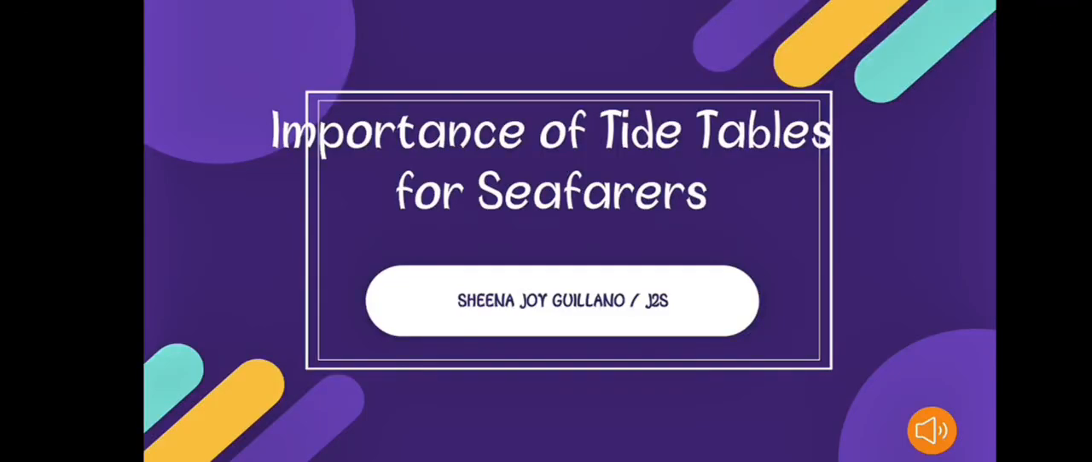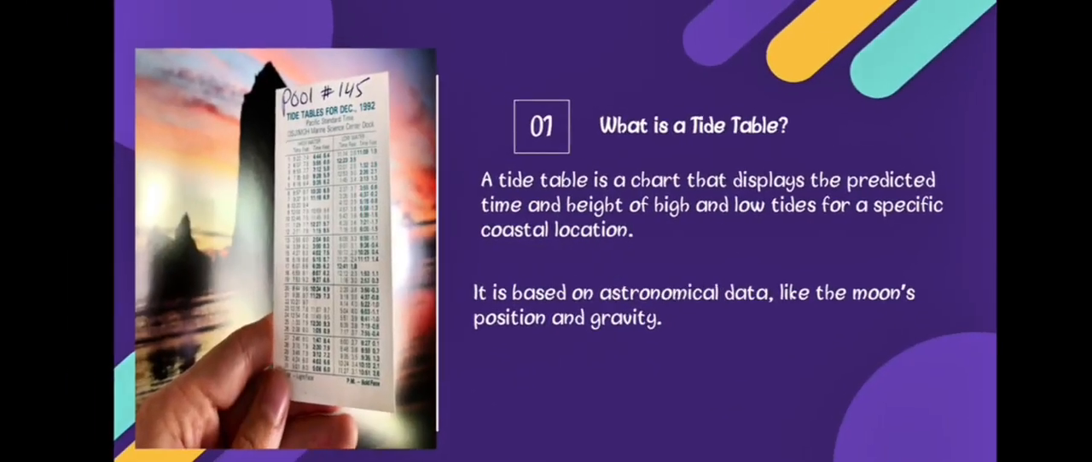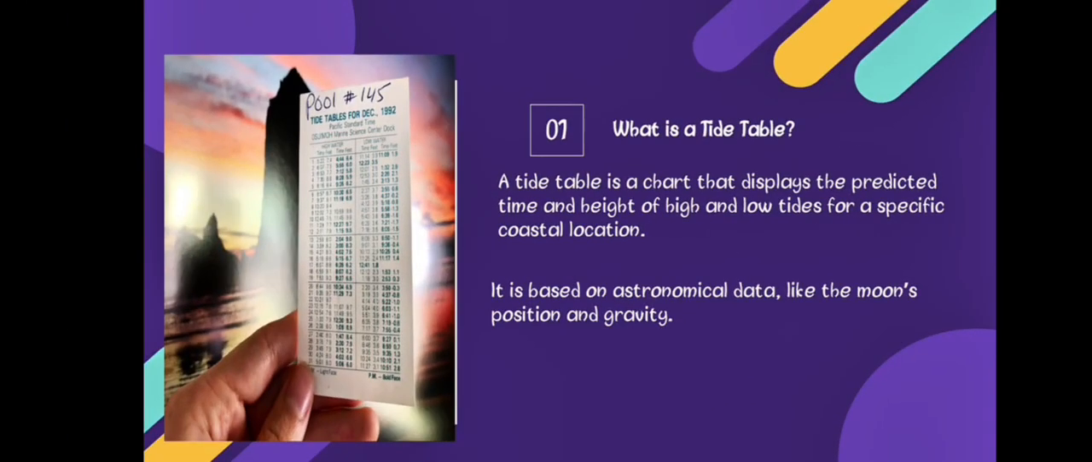Importance of tide tables for seafarers. What is a tide table? A tide table is a chart that displays the predicted time and height of high and low tides for a specific coastal location. It is based on astronomical data like the moon's position and gravity.